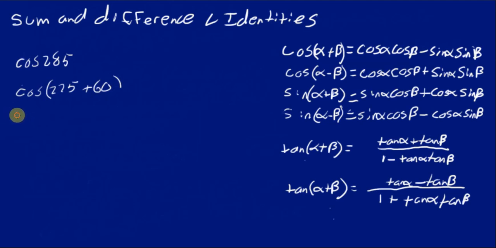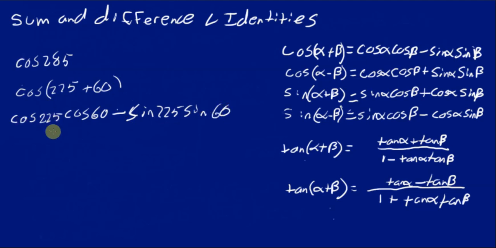So it's going to be the cosine of alpha, so the cosine of 225 times the cosine of 60 minus the sine of 225 times the sine of 60. And then right back to our unit circle.